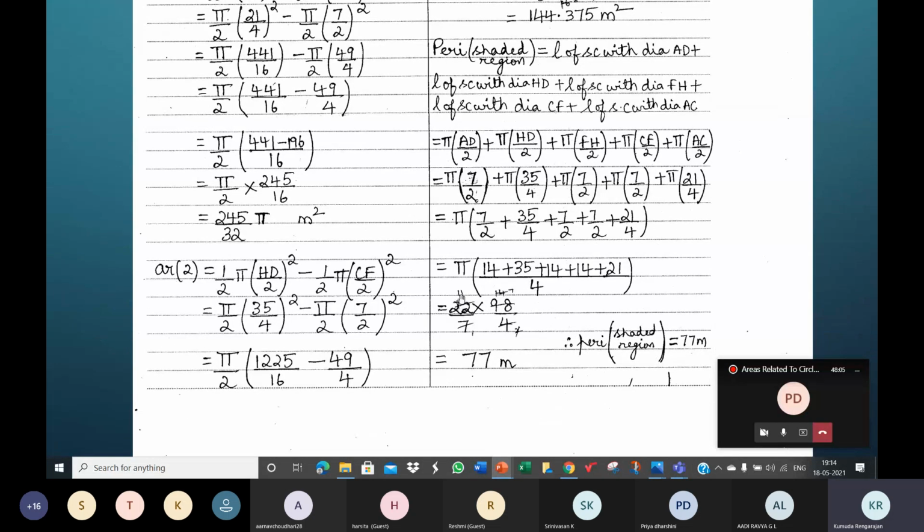And once for all here, use the value of pi, 22 by 7. This is 98 by 4, simplifies to 77 meters. So the perimeter of the shaded region is 77 meters. I want all of you to complete now.